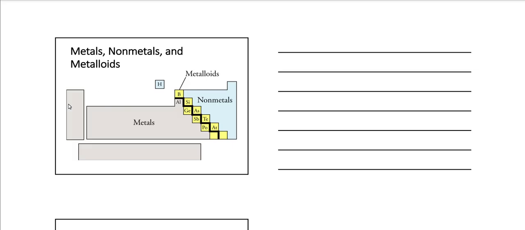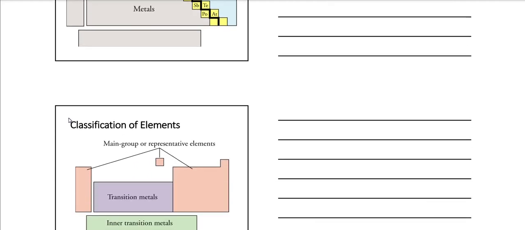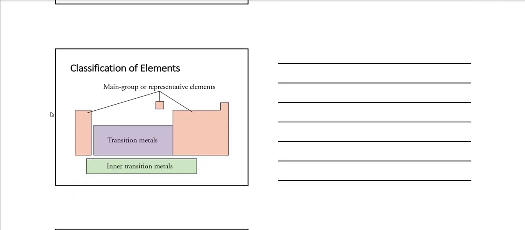Now, why is it important to know which one is a metal and which one is a nonmetal? Because it really helps to know when a covalent or an ionic bond is going to form and why it is forming. We'll talk about bonding, of course, in a couple of lectures.